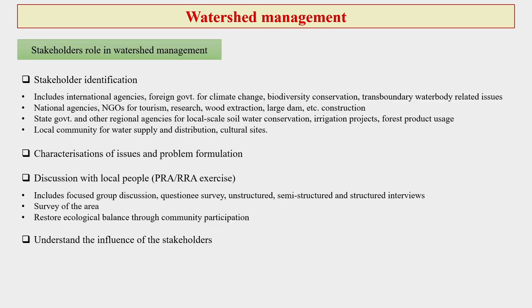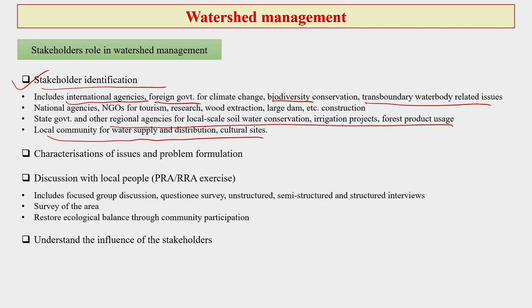In case of watershed management, as I said, stakeholders play a very important role. Now, identification of stakeholders is an important task. There will be many stakeholders, but for successful watershed management and natural resource management, you need to identify the appropriate stakeholders, or at least a few of them, who will take the key role in watershed management. And this can include international agencies, foreign governments, for climate change, biodiversity conservation, transboundary water related issues, agriculture, universities, departments, state government, regional agencies for various resource management, local community, farmers. So this identification of group or individual stakeholders is critical to the success of watershed management.